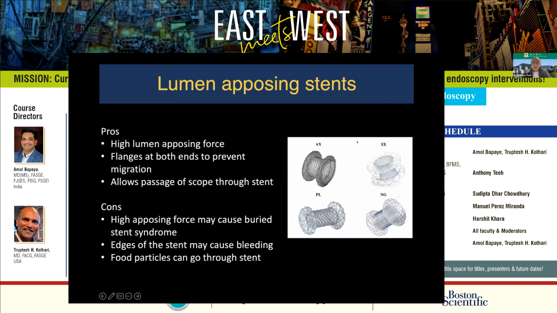We don't have a universal definition of a lumen-apposing stent, but for me, LAMS need to have a high lumen-apposing force, flanges at both ends to prevent migration, and allow the passage of a scope through the stent. Of course, there are some problems with the stent. The high apposing force may cause buried stent syndrome. Edges of the stent may cause bleeding, particularly if it's very close to a vessel. And also food particles can go through the stent, which may be intentional or unintentional. In the case of GJ, it might be what we want to happen, but in the case of CDS, we don't want that to happen.